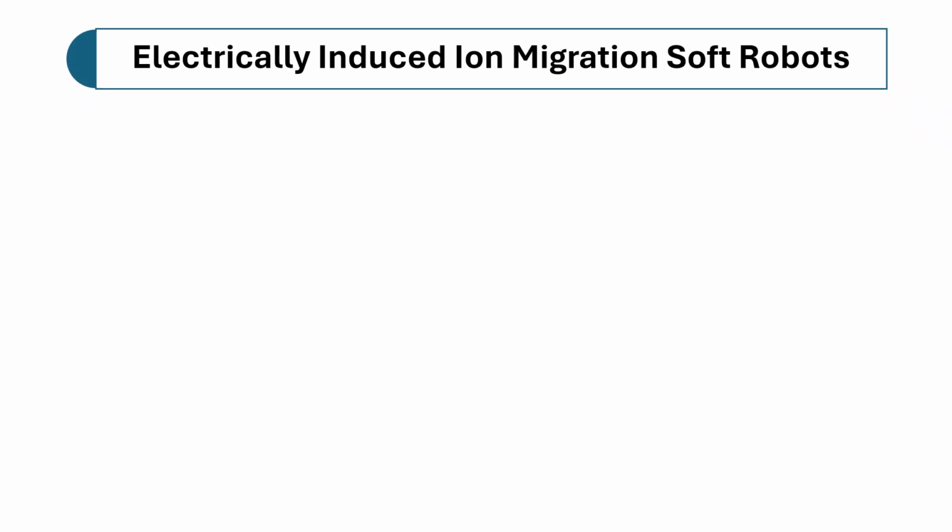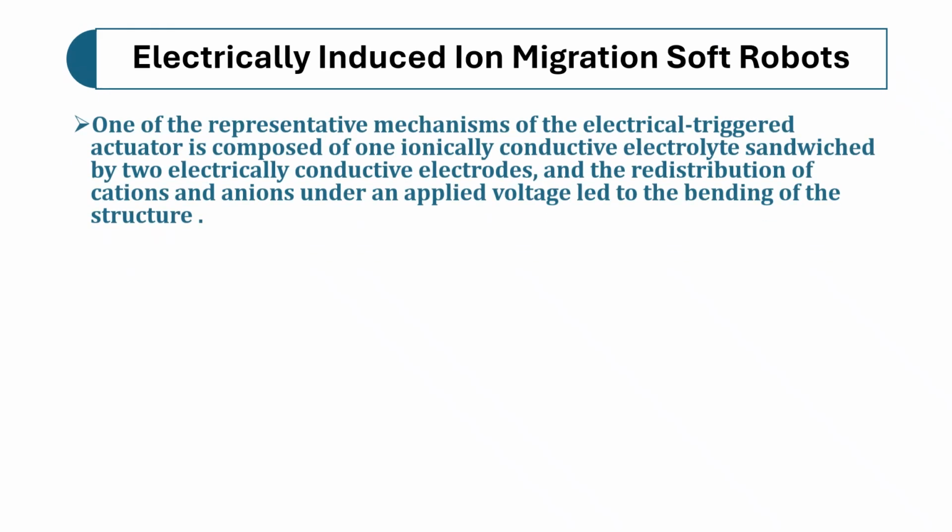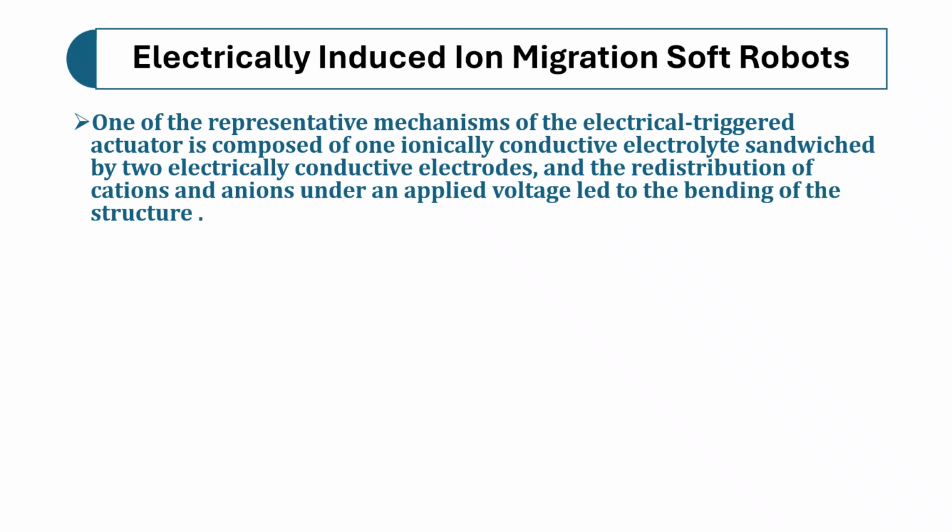Then we have electrically induced ion migration soft robots. The mechanism of these electrically induced soft robots consists of one ionically conductive electrolyte, and this electrolyte is between two electrically conductive electrodes, on the left and right, with the ionically conductive electrolyte in the center. The cations and anions are distributed accordingly, and when the voltage is applied, the structure bends accordingly.